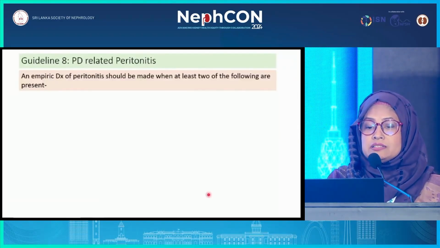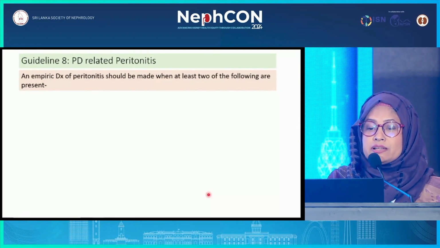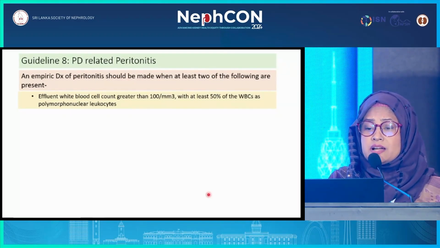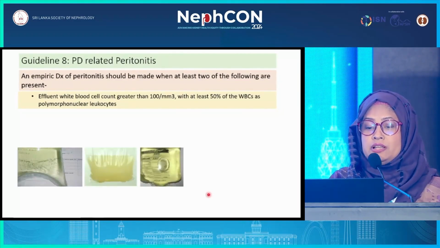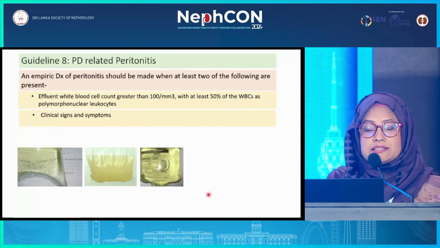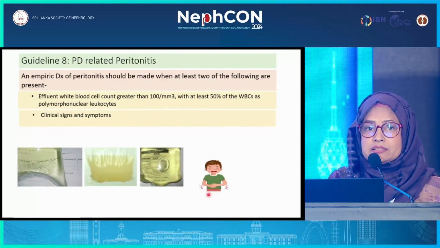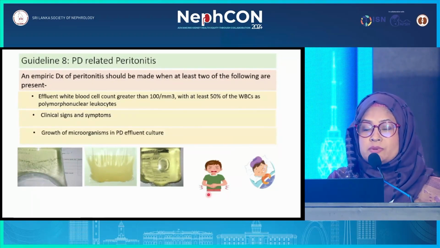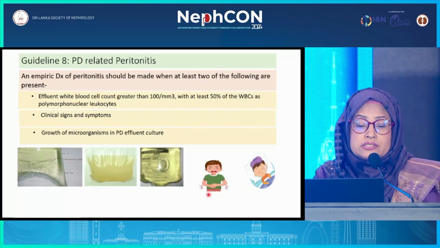They defined that PD-related peritonitis should be diagnosed when at least 2 of the following are present: effluent white blood cell count more than 100 per cubic millimeter, of which 50% should be neutrophils; clinical signs and symptoms like abdominal pain with or without fever, vomiting, nausea, or any other systemic manifestation; and growth of microorganism in PD effluent culture.